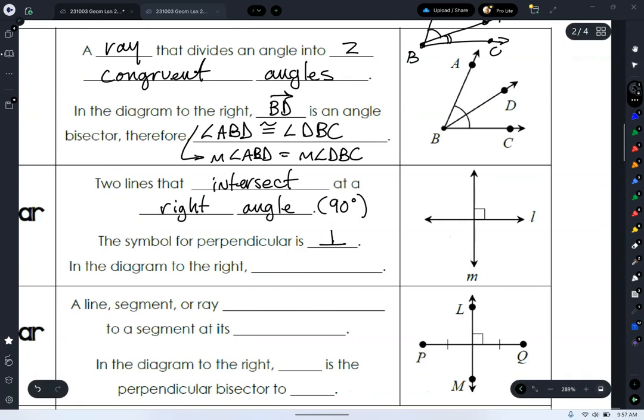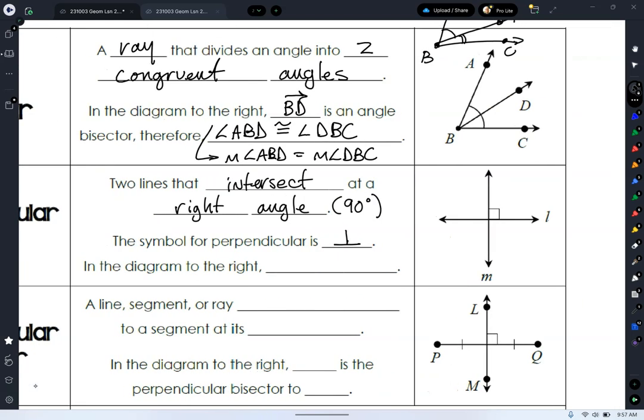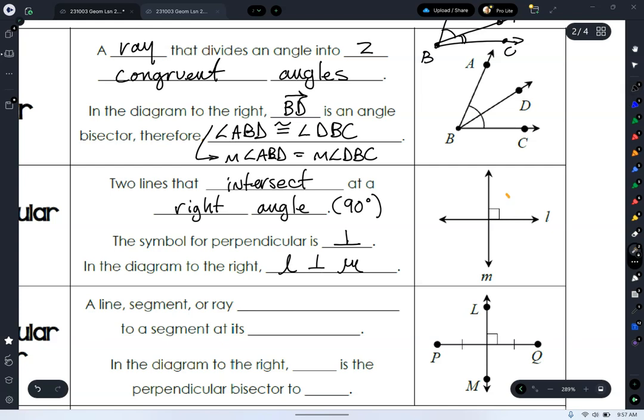All right, good. Okay, so in the diagram to the right, here we can see that line L is perpendicular to line M. It's kind of a lame lowercase m, but you know. So line L is perpendicular to line M. And again, we don't assume this. We know this because we're told that with the little marker there. Okay, perpendicular lines.